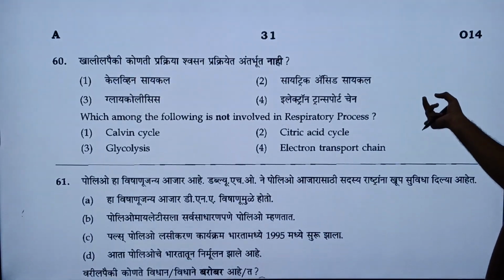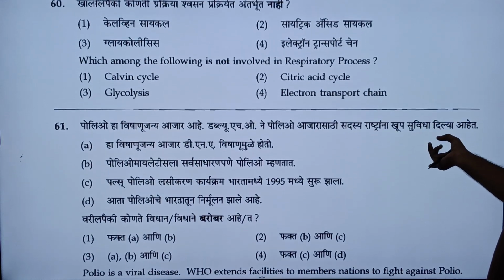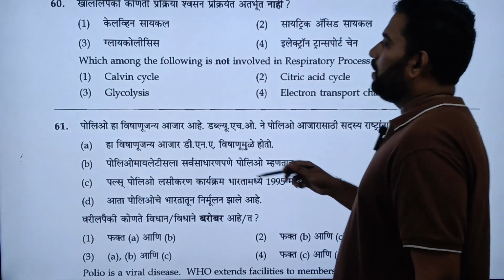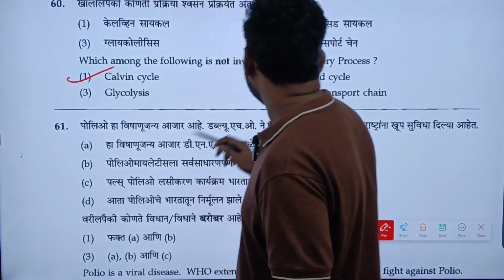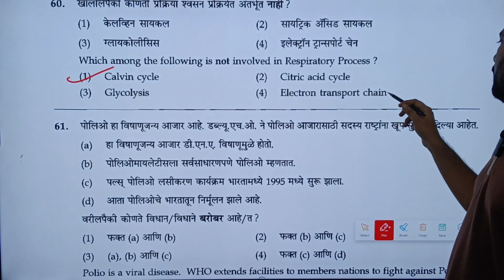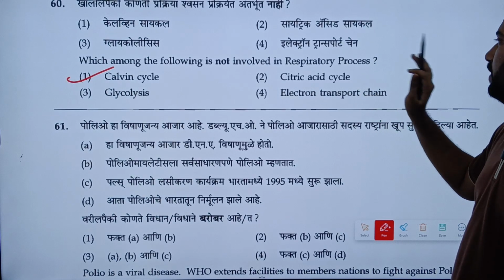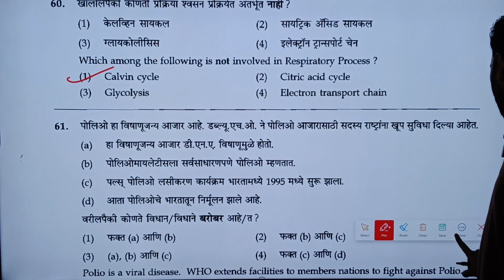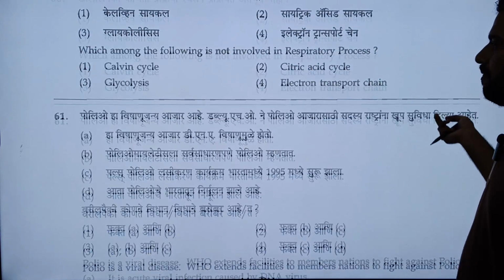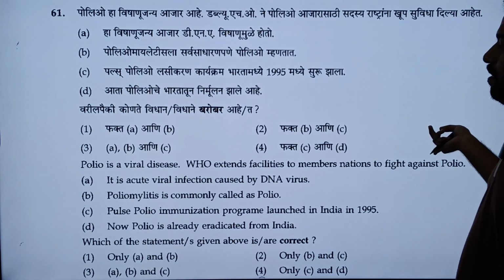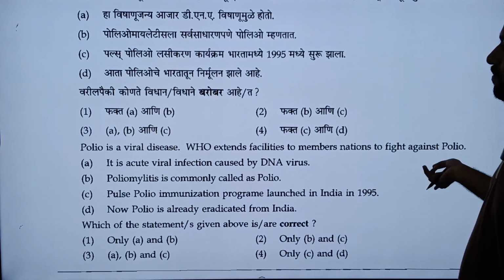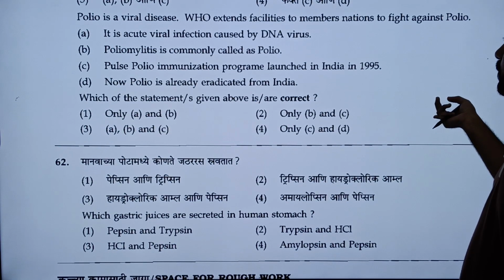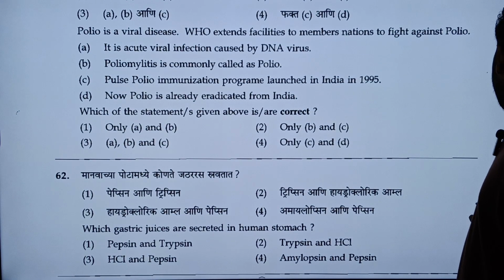Next question, again from biology. Which among the following is not involved in the respiratory process? Easy question, Calvin cycle. Calvin cycle is associated with photosynthesis; citric acid cycle, glycolysis, electron transport chain are all involved in the respiratory process. Straightforward question, no need of explanation. Again, question number 61, again from biology. Weightage for biology is always high.